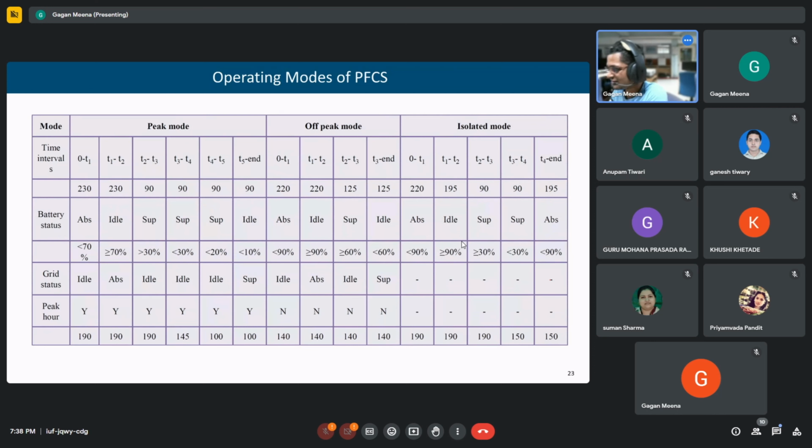Shall we move ahead, or will we discuss this? This is the same thing which we have discussed: all three modes and the status of the battery depending upon the SOC. If it is more than 70%, it will be idle. It will not charge or discharge. Less than 10% also, it will not discharge. If it is less than 70%, it will absorb. All these cases have been covered here. Right?